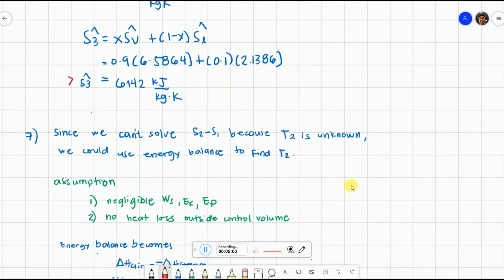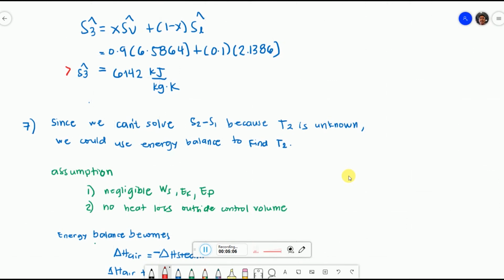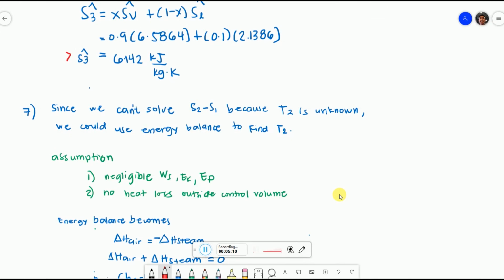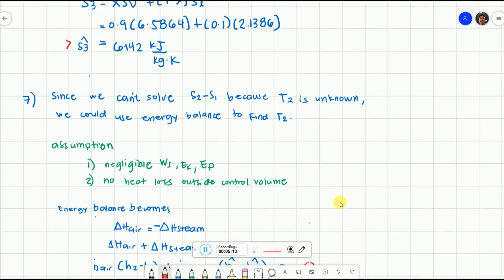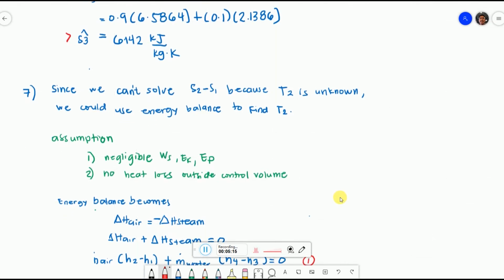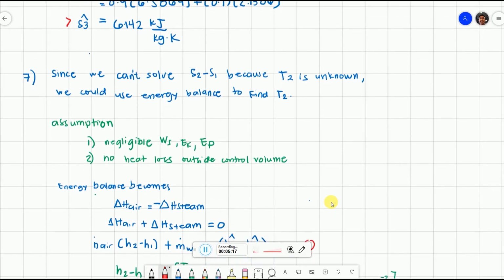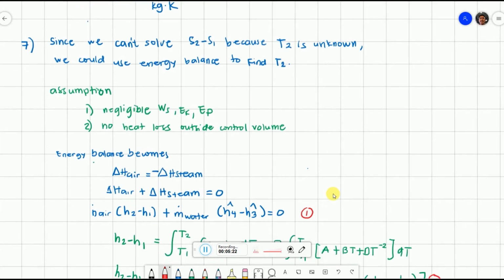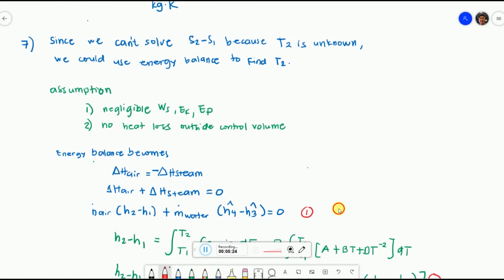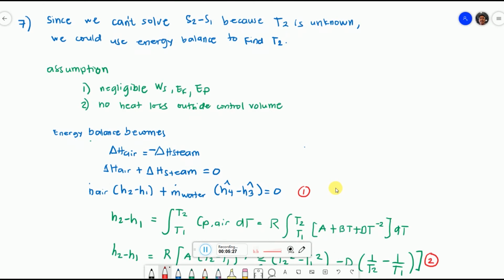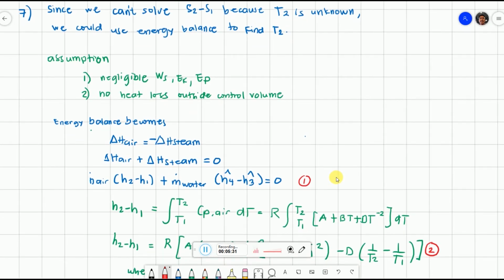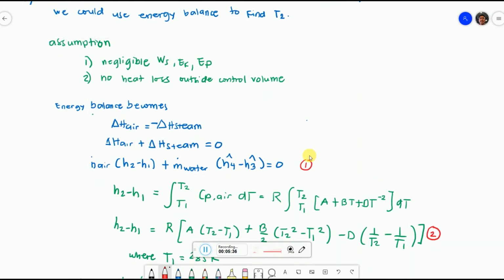Since we can't solve S2 minus S1 because T2 is unknown, we could use the energy balance to find T2. Our assumption then would be that there is negligible shaft work and no kinetic and potential energy. Also, there would be no heat loss outside our control volume. Then our energy balance would become that the change of enthalpy of air is just equal to the negative change of enthalpy of the steam. Therefore, it would be this form.